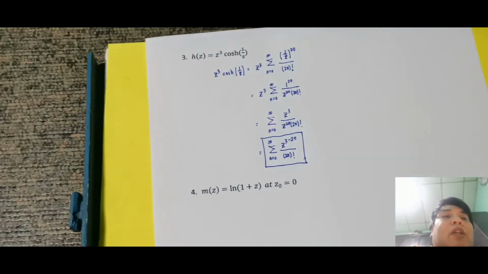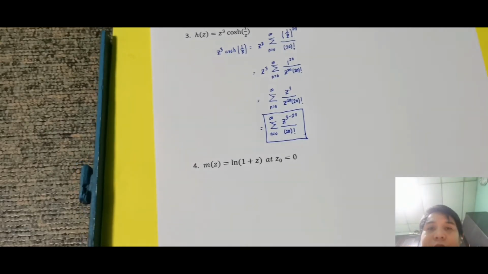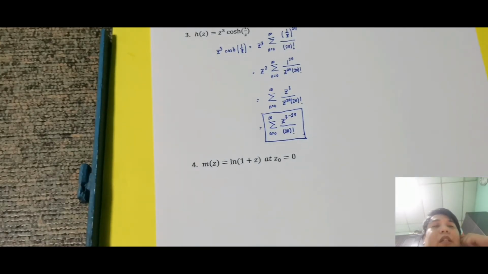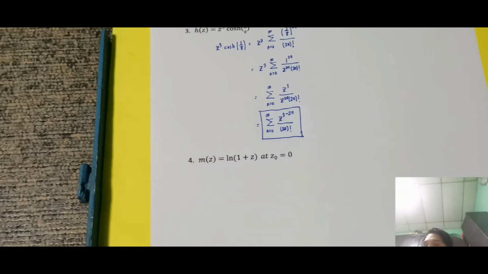Okay. So next is we need to obtain the Maclaurin series pa rin kasi z naught is equal to 0 ng ln of 1 plus z at z naught is equal to 0. Okay, so ayun yung susunod natin gagawin. Okay, so paano nga ba gagawin natin sa ln? So dito naman makukuha natin sa ln as if.